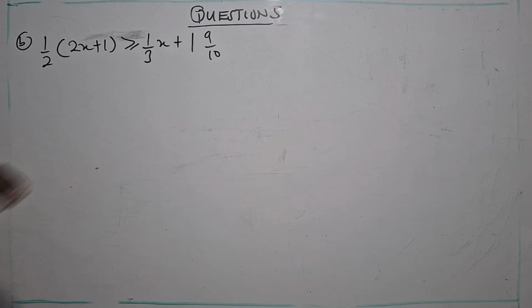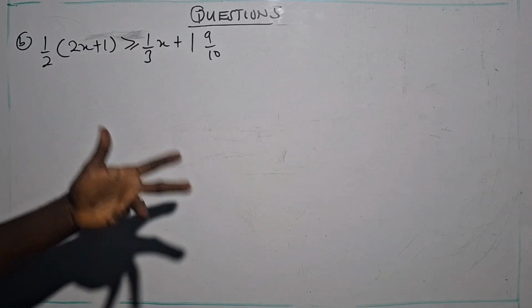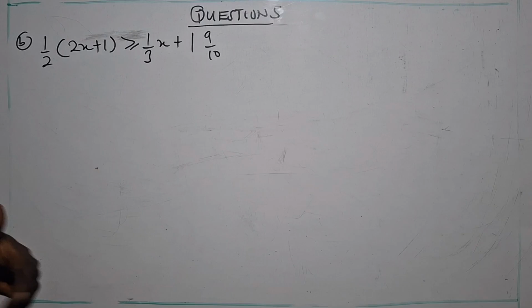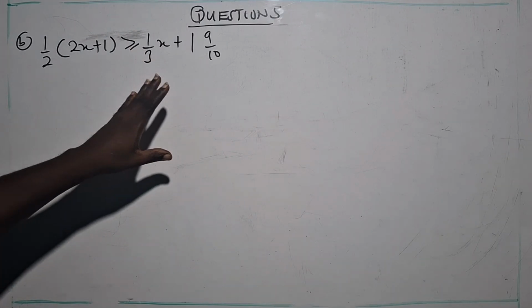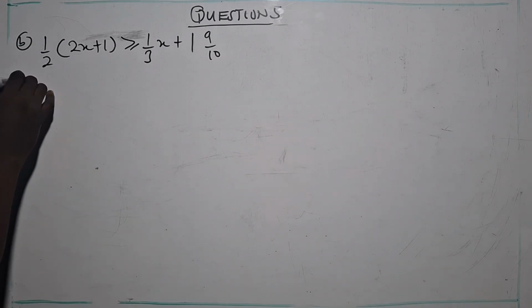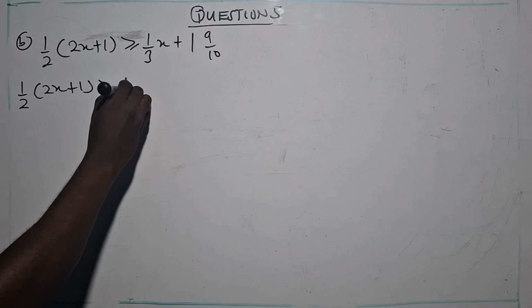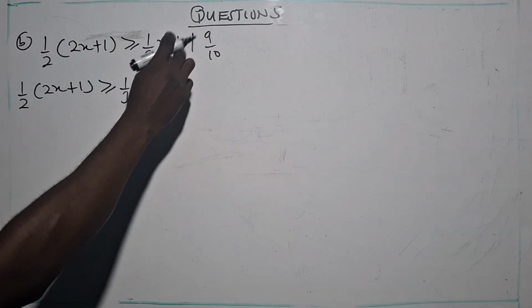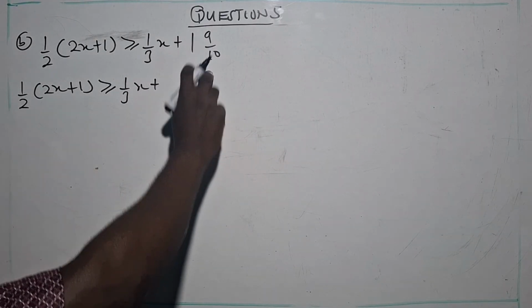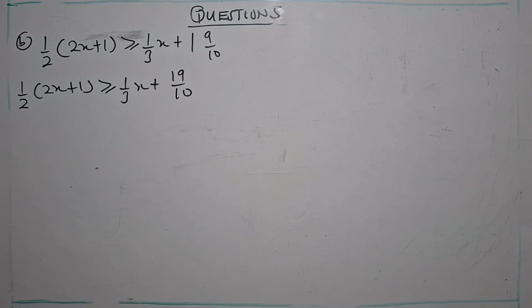Now, when you see this is an inequality involving fractions, but this is a mixed fraction. And I've advised you in my lesson on inequalities that when you see a mixed fraction, change it to an improper fraction before you even find the LCM. So this is going to give me half 2x plus 1 greater than or equal to 3x plus 1 times 10 is 10 plus 9 is 19. So this is 19 on 10. If you don't know how to change this to an improper fraction, go and watch my video on BECE maths. You are going to get that.